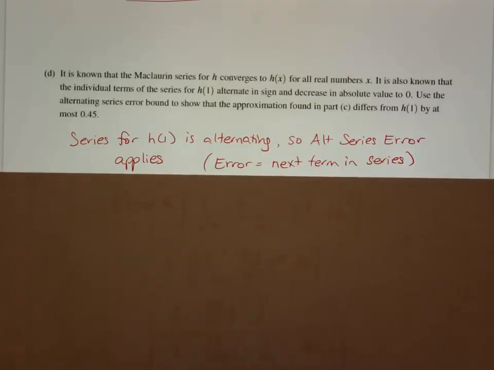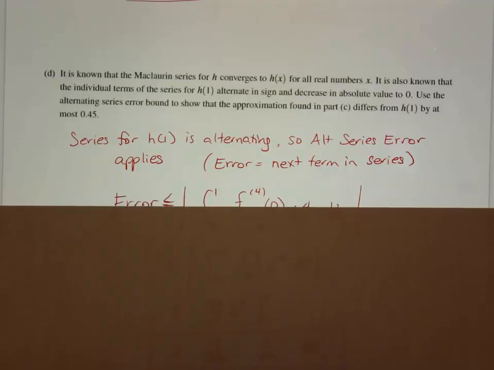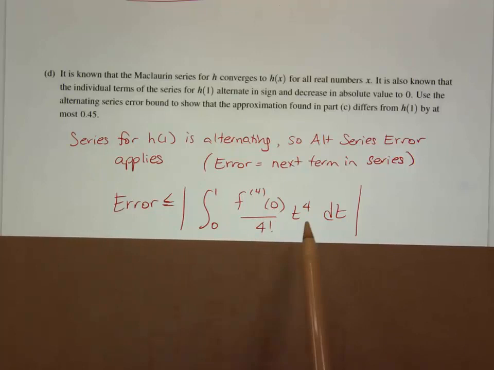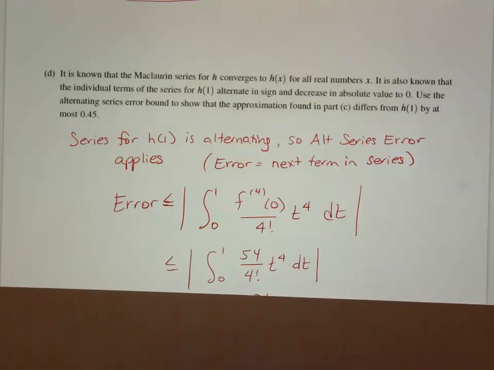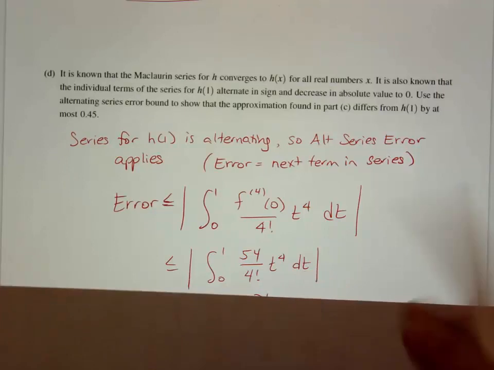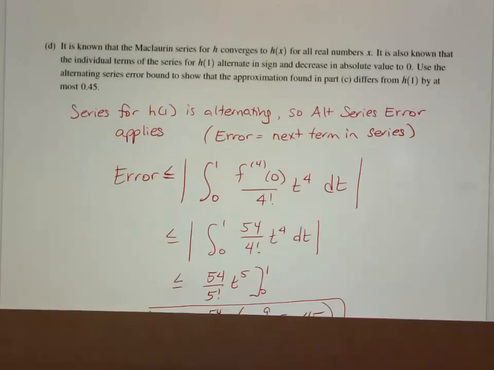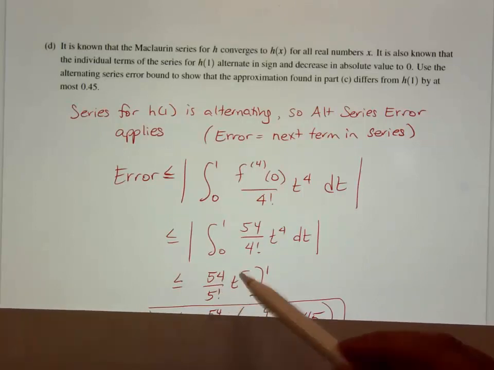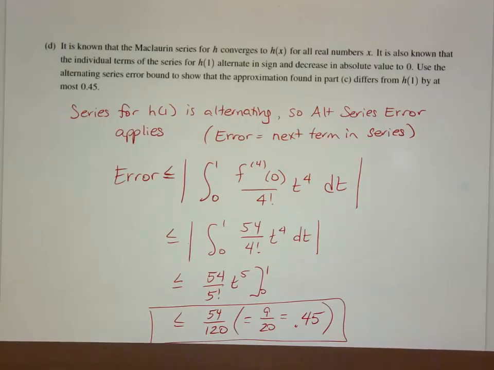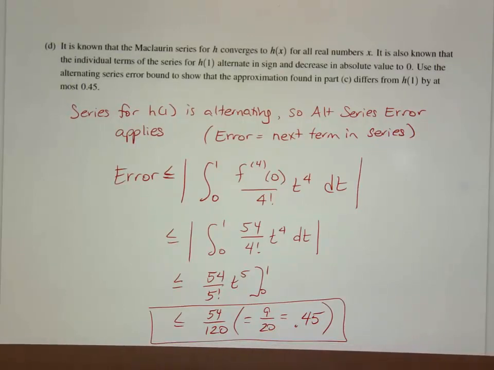So the formula says that the next term in the series would be, since h of 1 was an integral, the integral from 0 to 1 of the fourth derivative of f at 0 over 4 factorial times t to the fourth. The fourth derivative at 0, if you go back to the chart, is 54. So 54 over 4 factorial t to the fourth dt, we're integrating. And if you integrate that, it becomes 1/5 t to the fifth with the 54 taken out. So instead of 4 factorial, that 1 over 5 makes it into a 5 factorial. T to the fifth from 0 to 1, so you plug in the 1, and you get 54 over 120, which happens to reduce to 9 over 20, which happens to be 0.45. And there's where your 0.45 comes into play.